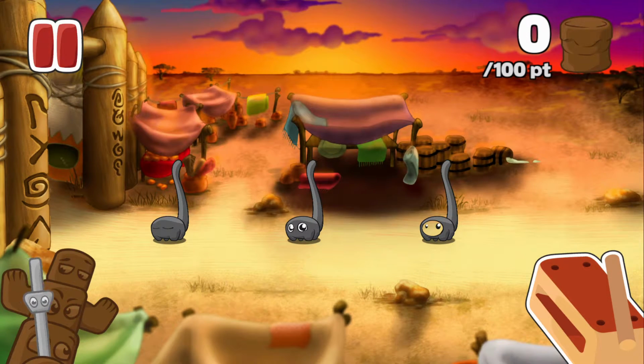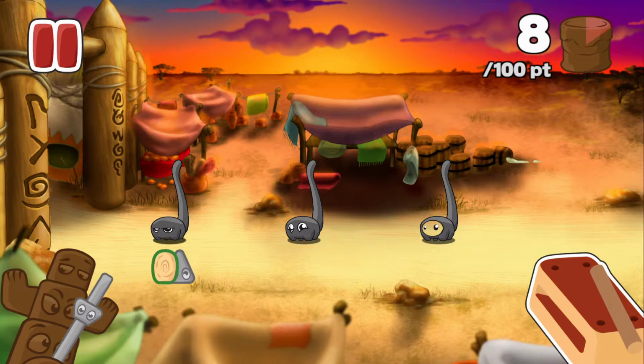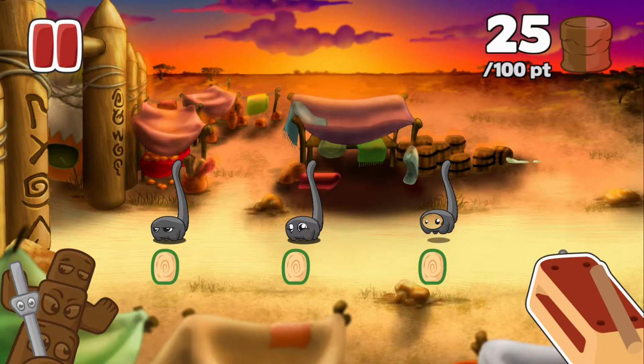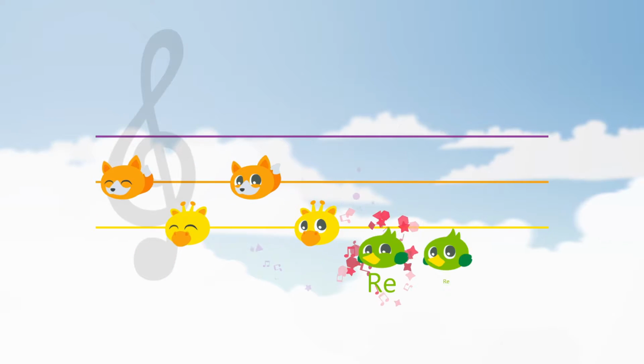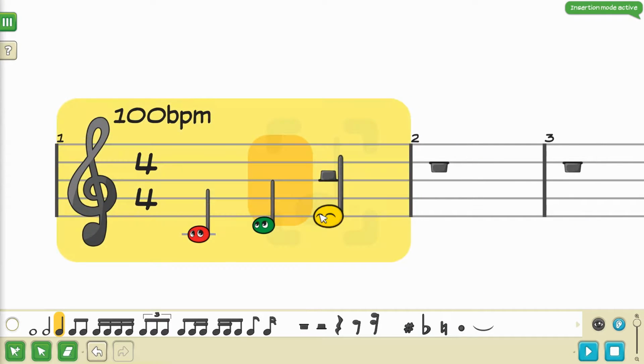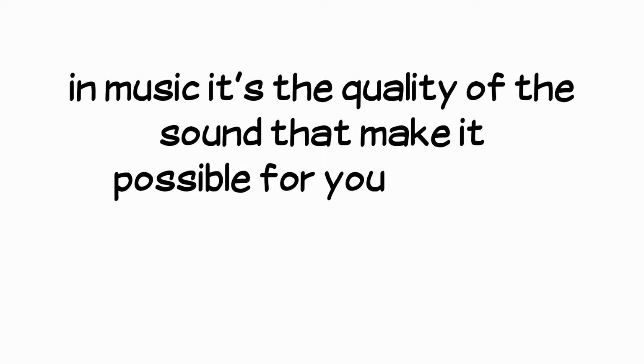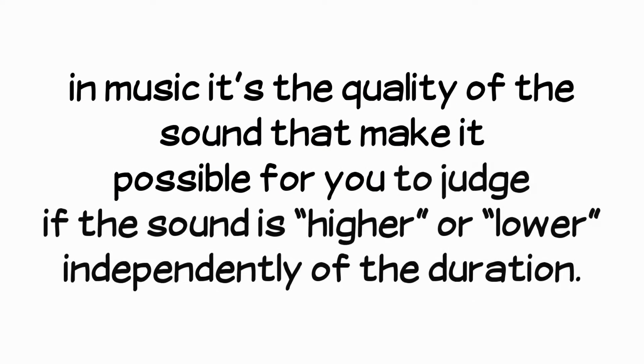In the world of music, there are two ways to call the music notes. It depends if you want to call them just by the duration, also called note value, or by the pitch. So what is the pitch? In music, it's the quality of the sound that makes it possible for you to judge if the sound is higher or lower, independently of the duration. So it's focused on the height.